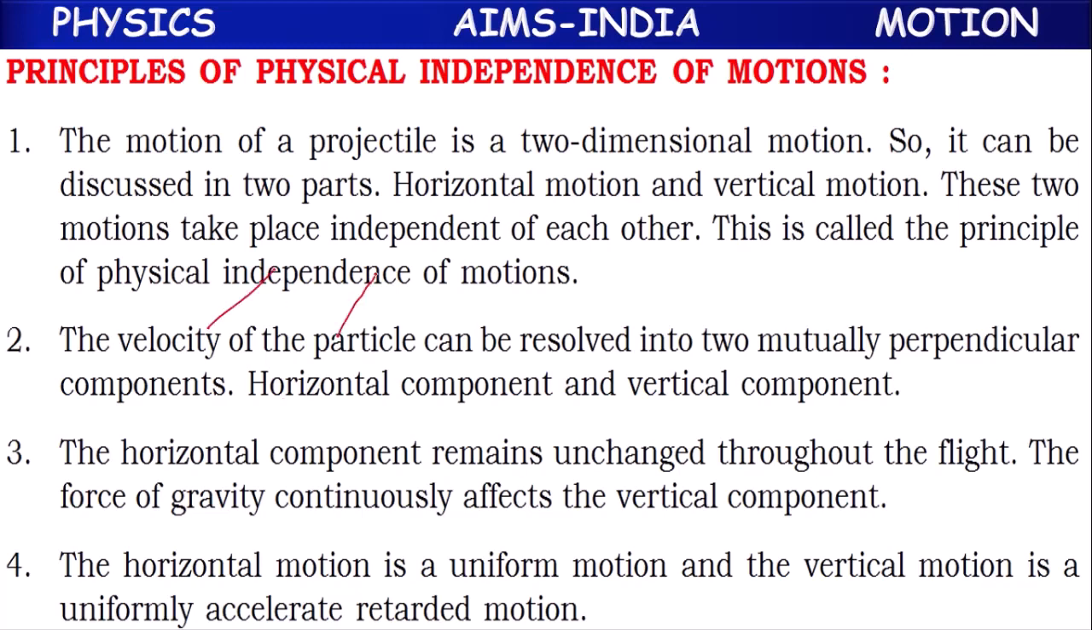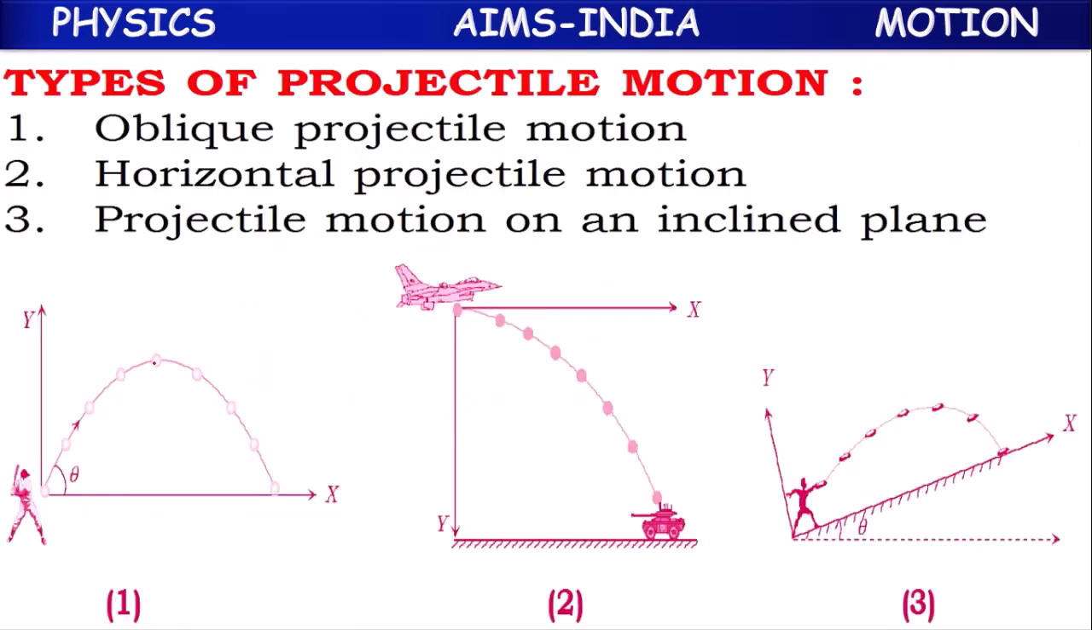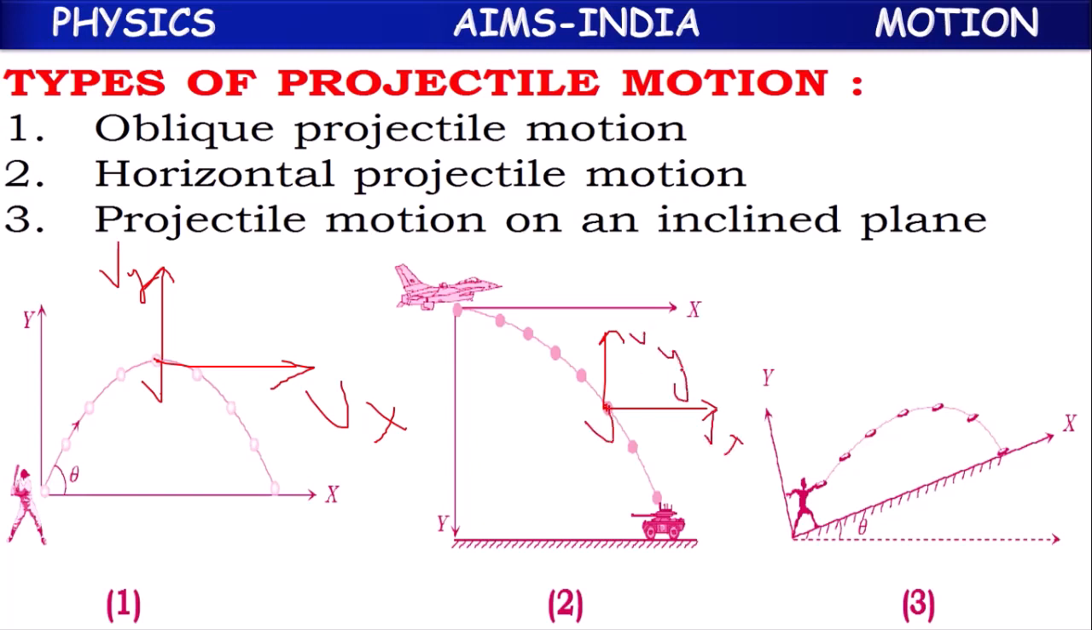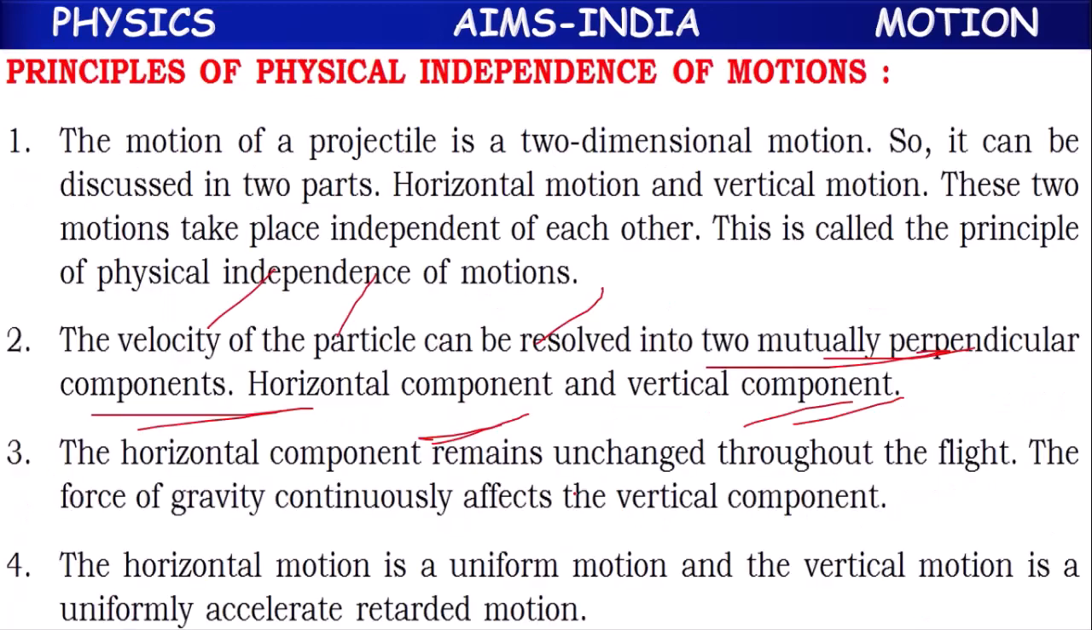The velocity of the particle can be resolved into two mutually perpendicular components: horizontal component and vertical component. At any point, suppose the velocity is v, it can be divided into two components, vx and vy. Or at another point, if the velocity is v, again vx and vy. At any point, it can be resolved into two components.